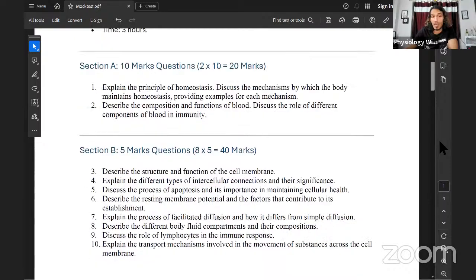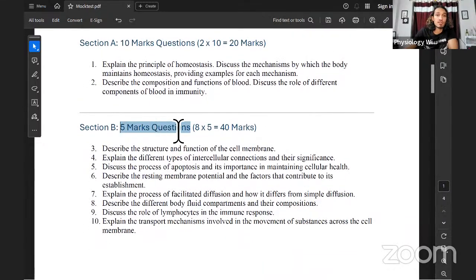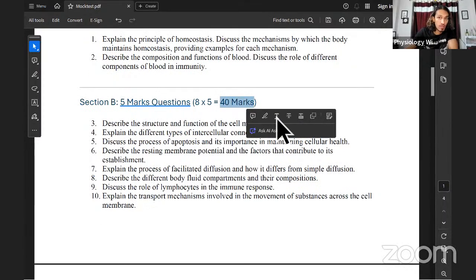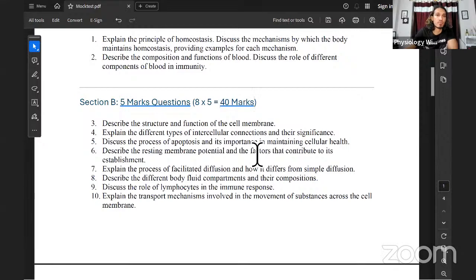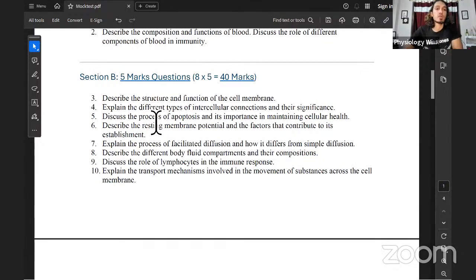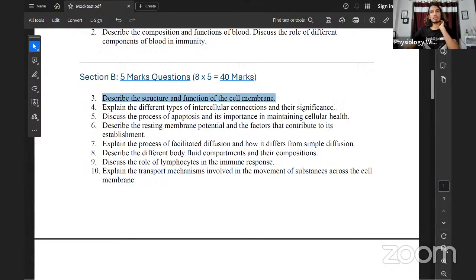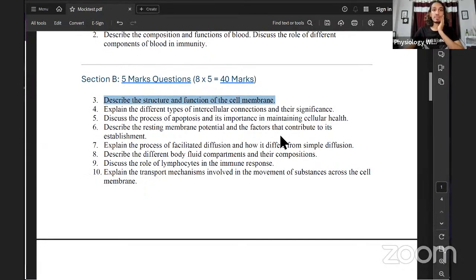Now, my next thing would be to go for the 5-mark questions, because they are of higher marks. Okay, so first question: describe the structure and functions of the cell membrane. So I'll tell you what exactly you have to write over here. What is the structure and the functions of the cell membrane?